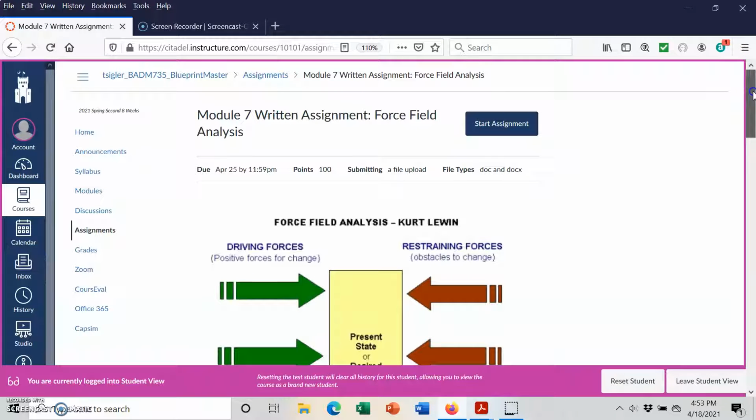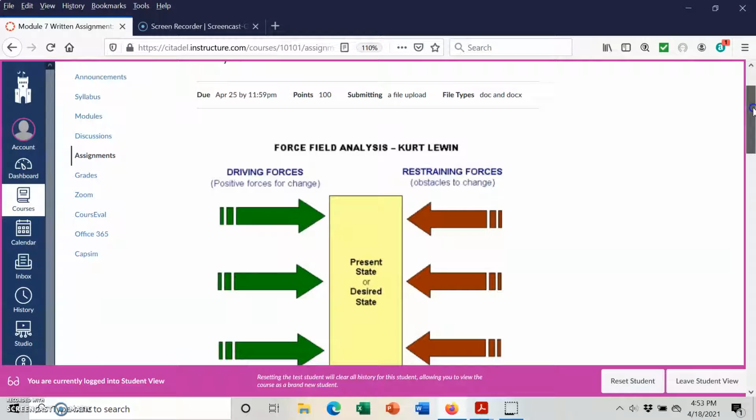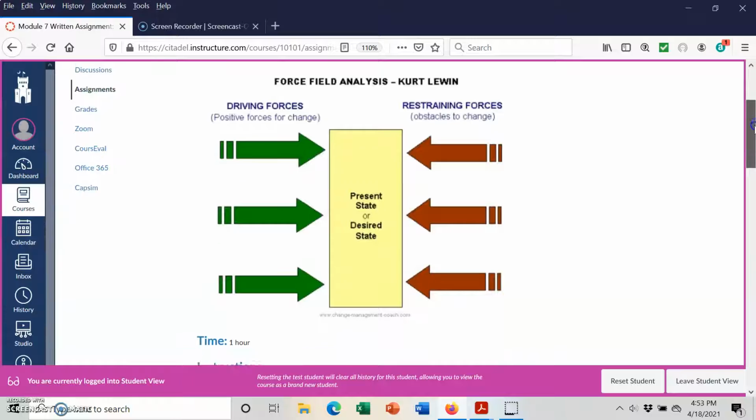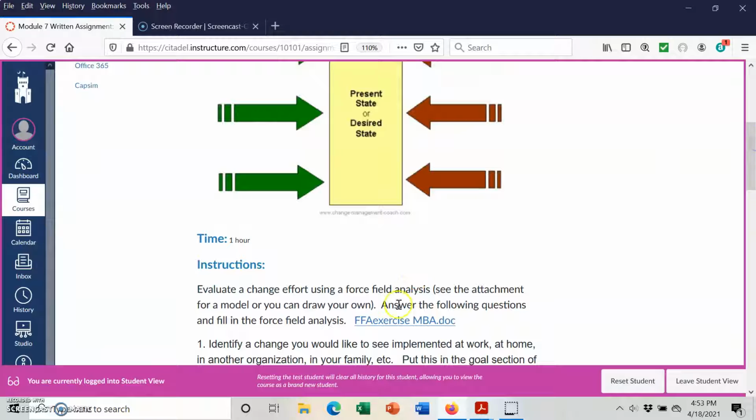The individual written assignment is to look at organizational change and to complete a force field analysis. So identify a change that you would like to implement or see implemented somewhere. Put this in the goal section. I have a document here. Sometimes it's hard to use because the formatting moves around, so you don't have to use that.